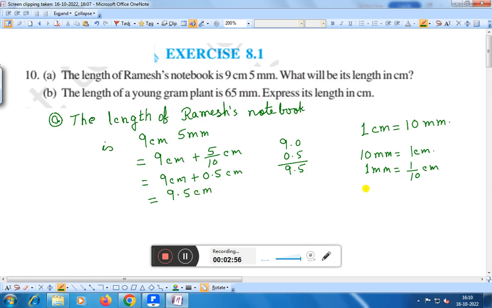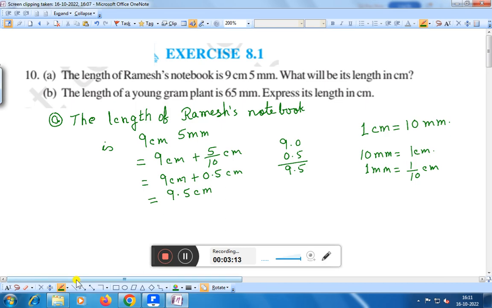Again, here see, 1 centimeter equal to 10 millimeter, or 10 millimeter equal to 1 centimeter, therefore 1 millimeter equal to 1/10 cm. That means to change millimeter to centimeter, you have to divide that number by 10, right? That is 9.5 cm. Now, question number B.